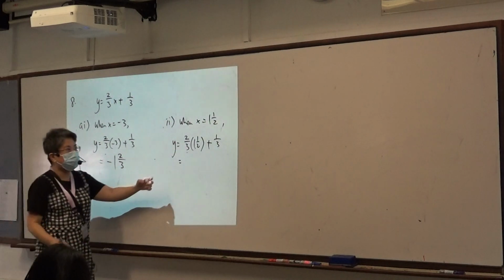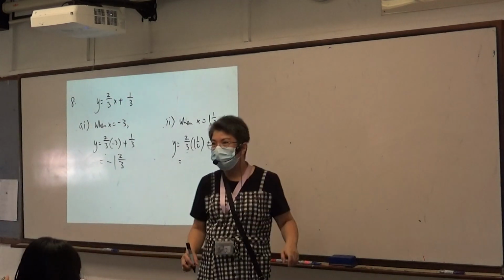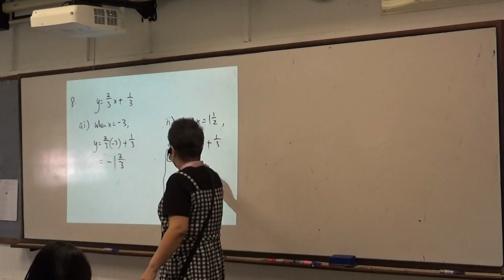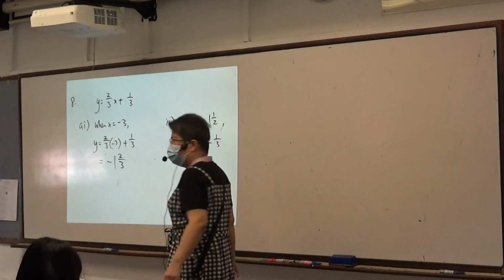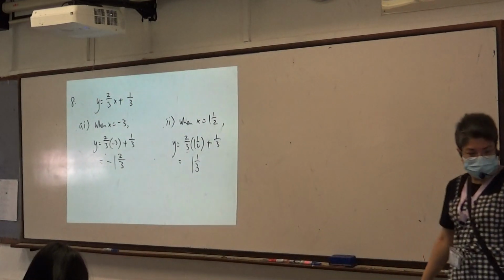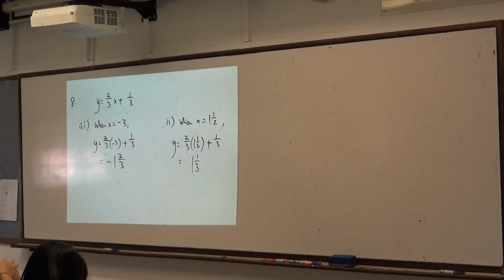Okay? Now what about this one then? 1 and 1/3. Do you get the answer? Negative 1 2/3 and 1 and 1/3. Are we okay? Alright, now next, let's look at part B.